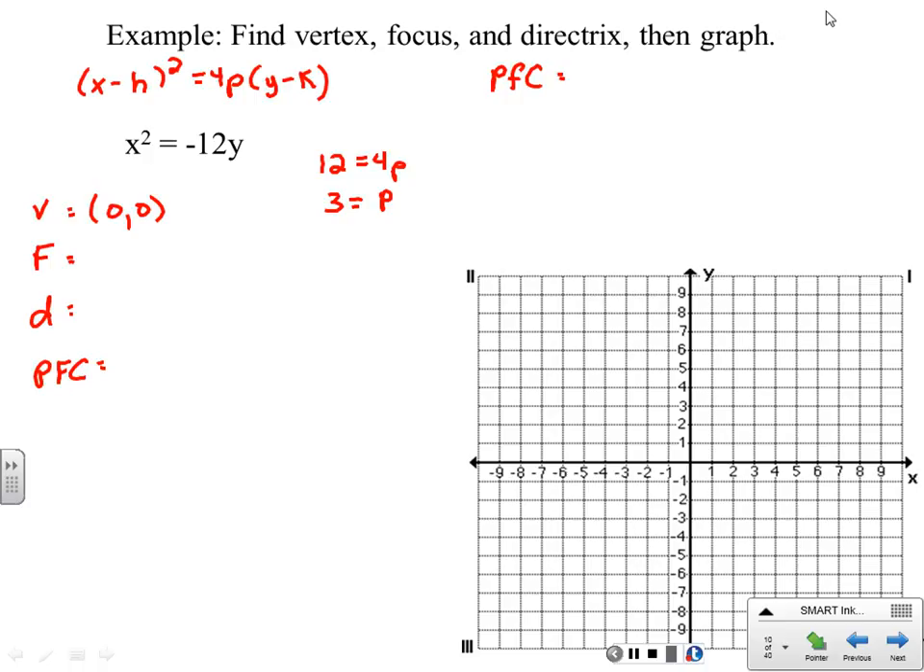Okay? And let me show you why. Put your vertex on the graph. 0, 0.